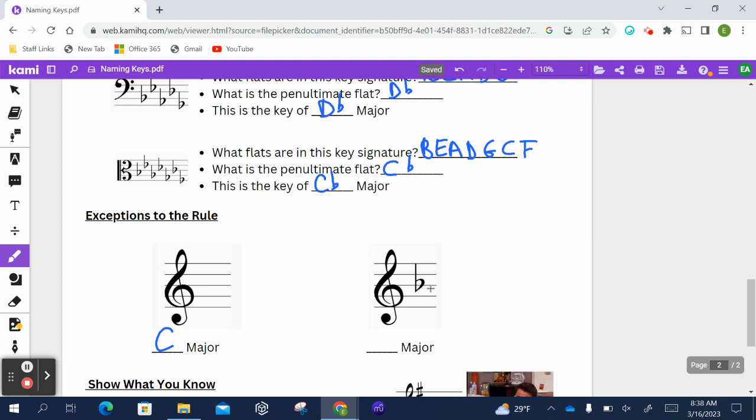And how about over here? Here's a flat key, but there's no penultimate flat. There's only a last flat. There isn't a second to last flat. So what do you do for this one? Well, this is the key of F major. So these 2 you just have to memorize. There isn't any trick to these. You just need to know C is no sharps or flats, and 1 flat is F major.